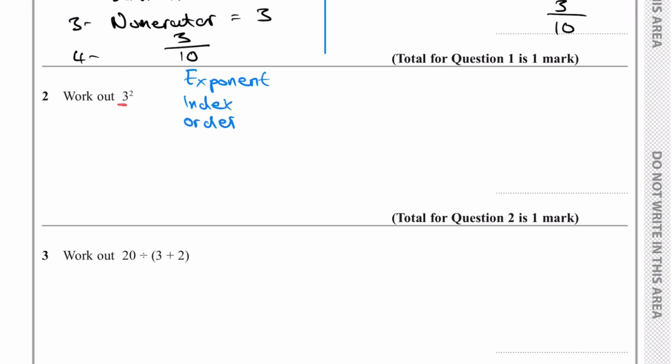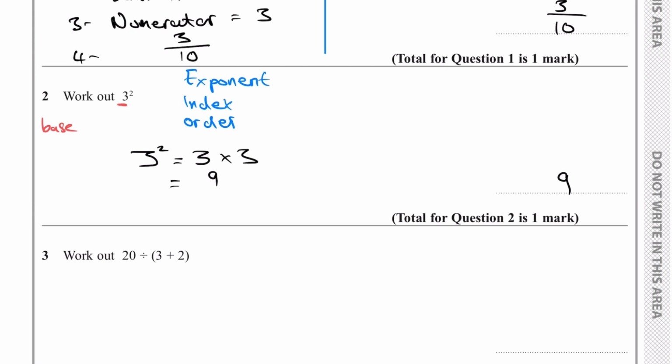Here, the 3 is the base. This is the number we're working with. And the 2, that's the power. In simpler terms, the base is the number we're going to multiply, and the power tells us how many times we need to multiply the base by itself. So when we see 3 squared, it means we take the base 3 and multiply by itself because the power is 2. Now, let's do the maths. We multiply 3 by 3, and what do we get? 9. So 3 squared equals 9.